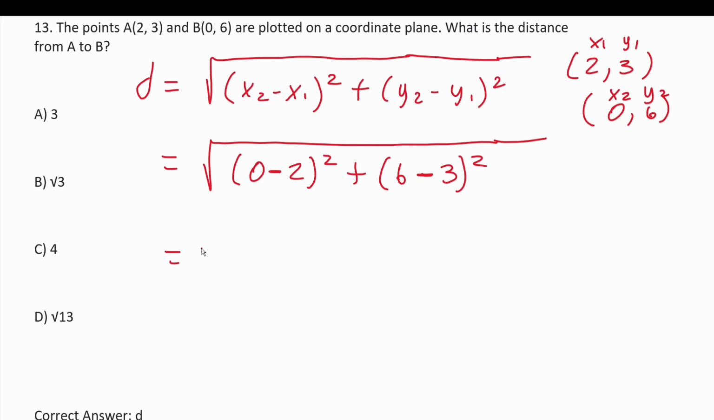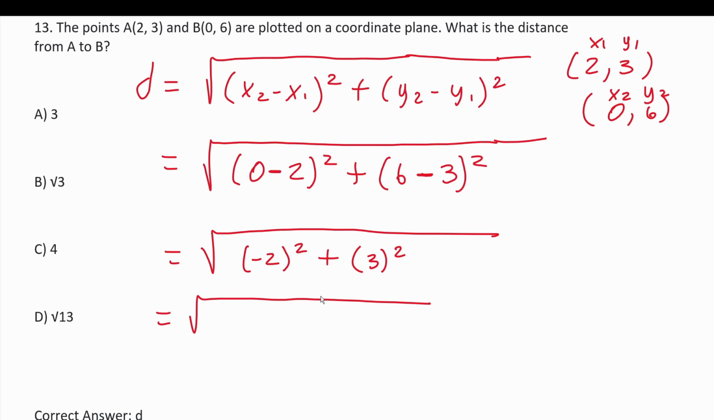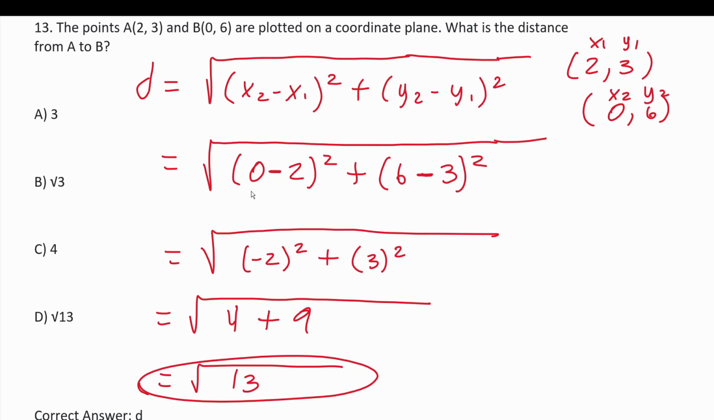All right, let's keep working this out. 0 minus 2 is negative 2 squared plus 6 minus 3, that's 3 squared. This is negative 2 squared, which is the same as negative 2 times negative 2, which is 4, plus 3 squared is going to be 9. 4 plus 9 is 13. So the distance between A and B, as we just saw using the distance formula, is the square root of 13, which is answer choice D.